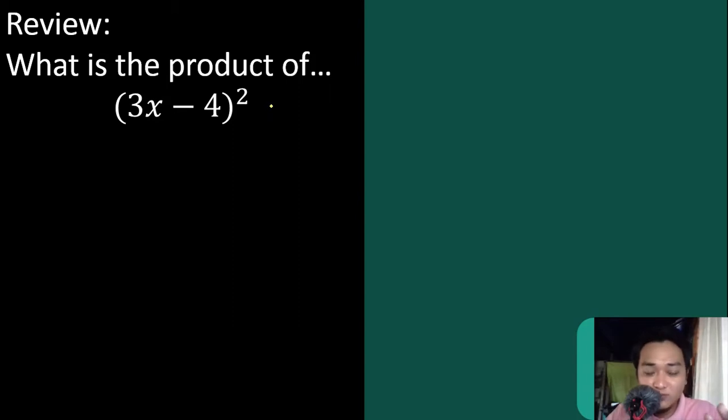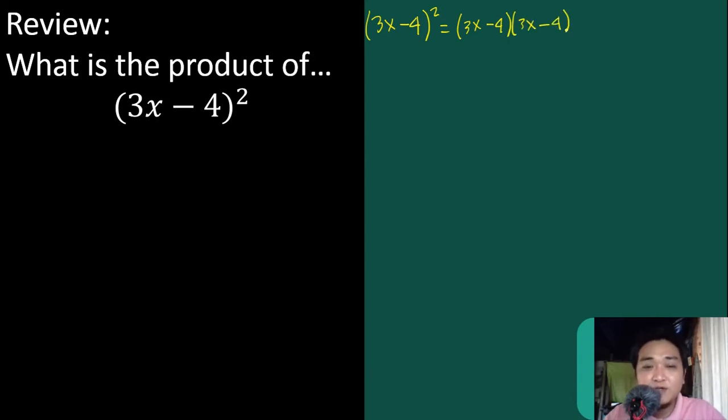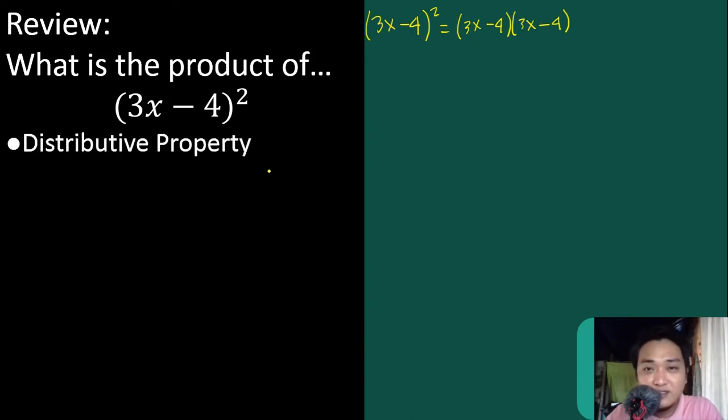In this case, we will try to evaluate the square of a binomial 3x minus 4. So what is the square of the binomial 3x minus 4 squared? That is also the same as 3x minus 4 times the quantity 3x minus 4. We can evaluate that using distributive property. So from our previous videos, shinare ko na sa inyo kung paano ginagawa yung distributive property.